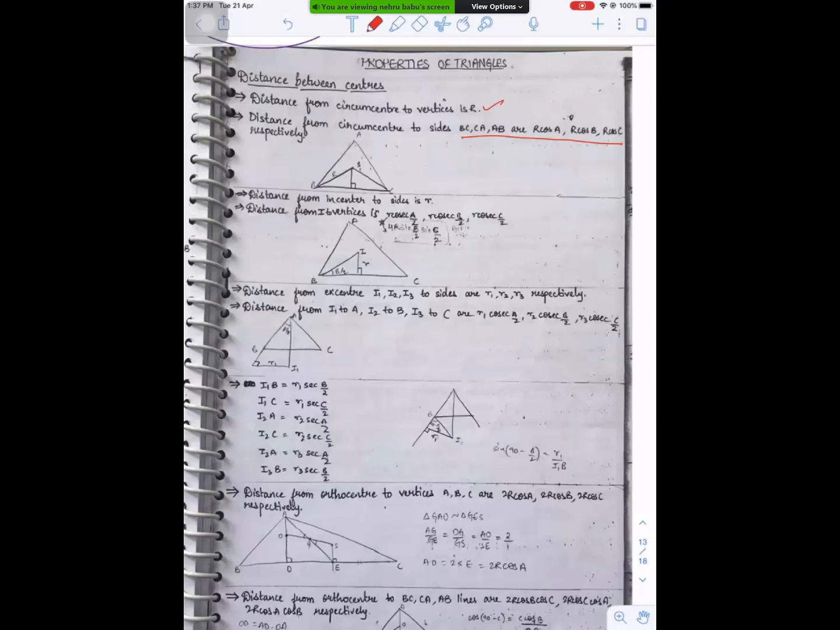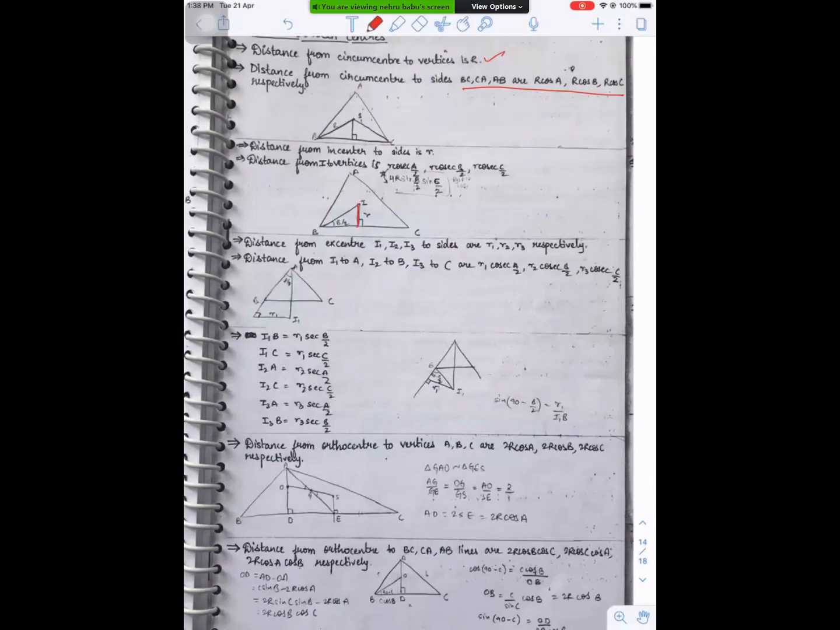Next, if you take the incenter results: the distance from incenter to the sides is r, and from incenter to the vertices are r cosec A by 2, r cosec B by 2, r cosec C by 2. These are the distances from the incenter to the three vertices.